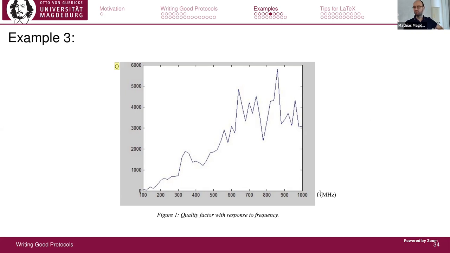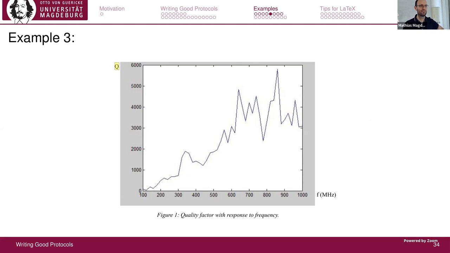And as I said, if you look onto this and you don't read the report and just look at the figure, it would be more meaningful if the Q here would also say quality factor maybe. But okay, quality factor with respect to frequency, it's still somewhat self-explaining. Other issues with this figure?